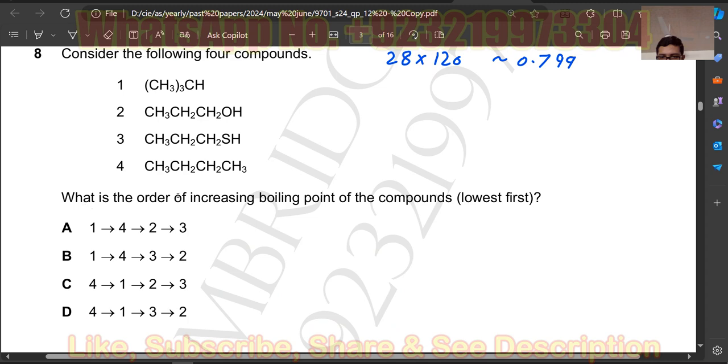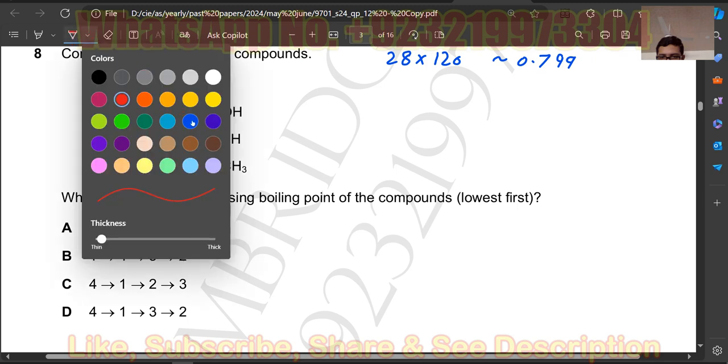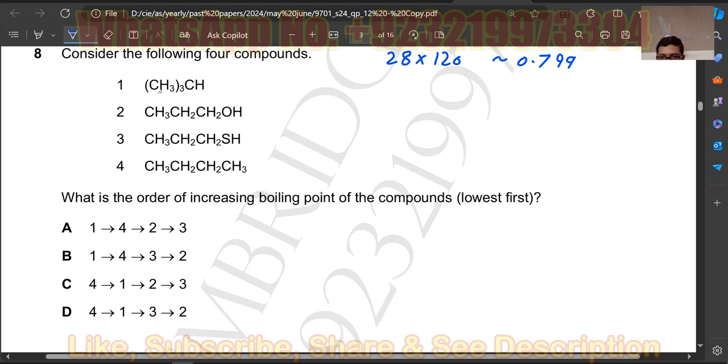Now the question is, what is the order of increasing boiling point of the compounds, lowest first? It means we need to find the boiling points of these organic compounds in an orderly way. So let's start working on it. As you know, the boiling points of hydrocarbons are always the least. We have two hydrocarbons here. Hydrocarbons mean those which contain only carbon and hydrogen elements and no other element in them. So these two are the hydrocarbons.